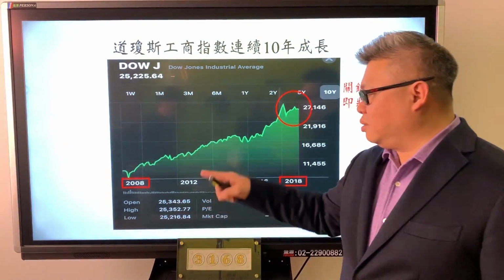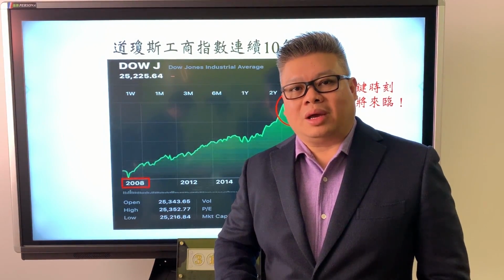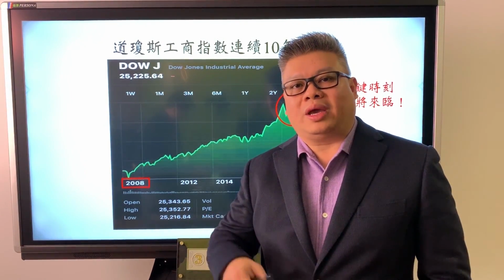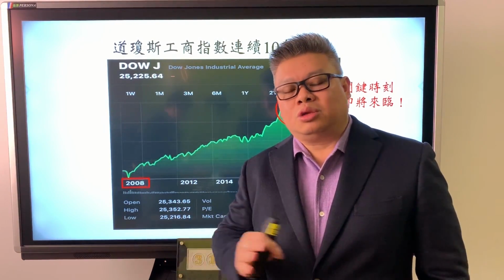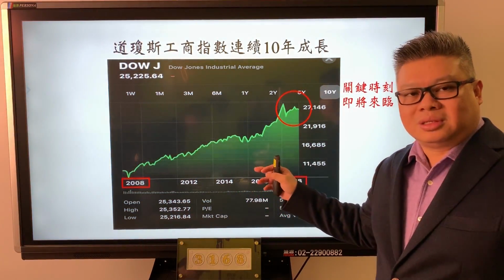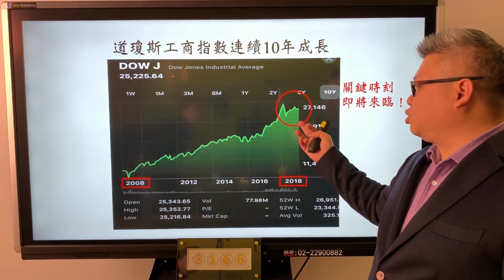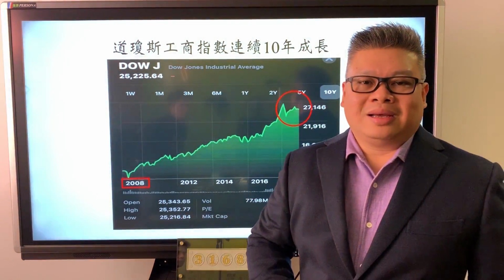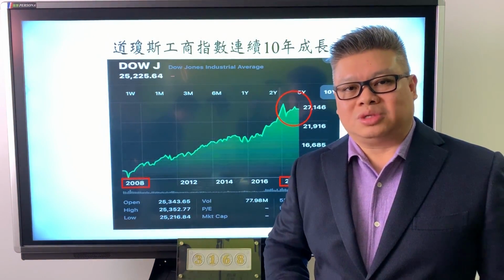So in 2008, when the market fell to the bottom, it rebounded in 2010. From 2008 to 2018, which is now, it is about 10 years. During this 10-year period, if you look at the indices, the stock market has been going up. Okay, it is very strong. You can see that it has actually never taken a strong dip like what it did in 2008.